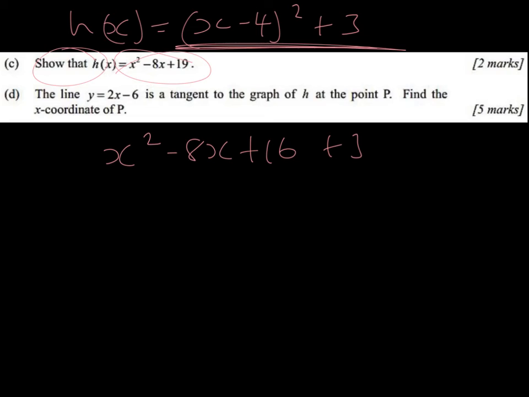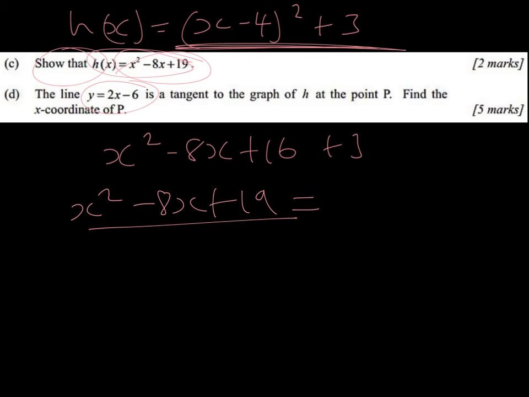In part D, we're told that the line y equals 2x minus 6 is a tangent to the graph of h at the point P, and we're asked to find the x-coordinate of P. So if this line is tangential, then there's going to be a point at which they have the same value. So in effect, here's our first equation, which is x squared minus 8x plus 19. Because it's tangential, they must have a point in common, so we can say that there will be some point on this function which is the same as the point on this function. So we can set them equal to each other.